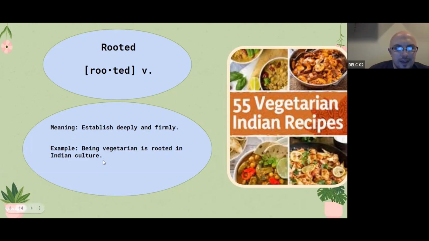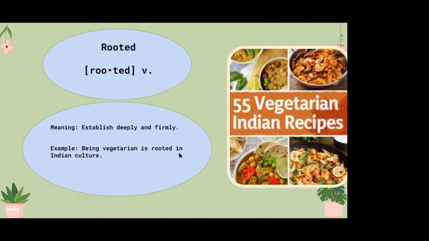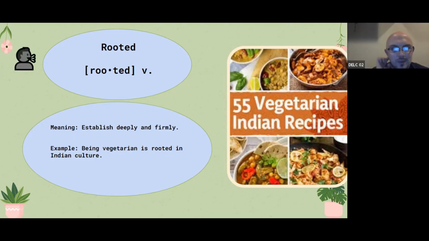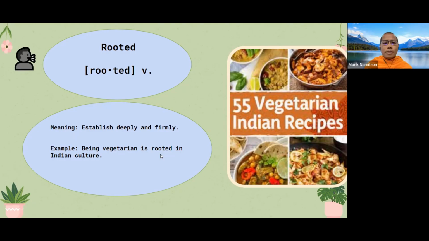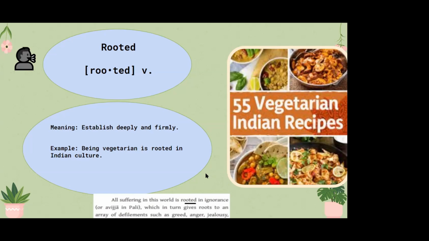Okay. Everyone, can we read this sentence? Being vegetarian is rooted in Indian culture. One more time, can we say rooted? Rooted. Good. Yeah, so for our passage, he said, all suffering in this world is rooted in ignorance. So the suffering is very deep with ignorance. Okay, suffering is rooted in ignorance.